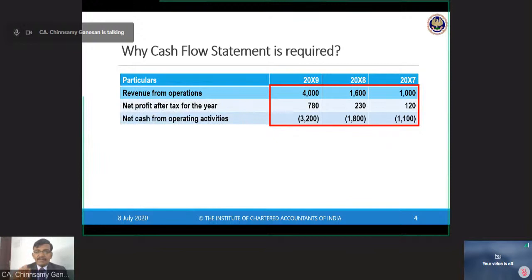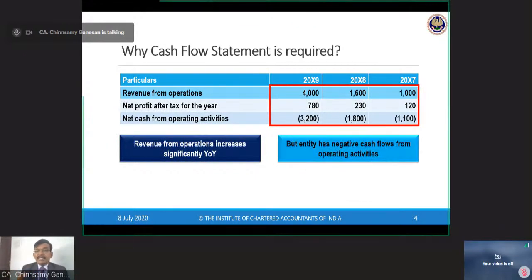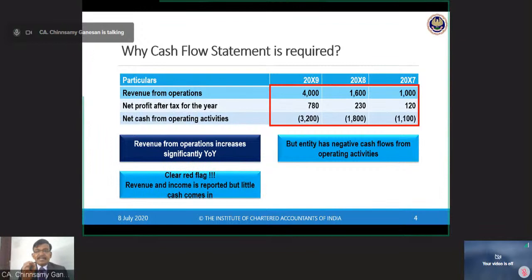That is the reason why we always want to analyze the cash flow statement along with the profit and loss account. What might have happened if I look into that? Revenue from operation increases significantly year on year, but the entity has a negative cash flow from operating activities year on year, which is also increasing significantly. That is a clear red flag: revenue reported is high, but little cash comes in. How is the entity surviving, how is it able to pay its expenditure? For example, when my turnover itself is 1,600 crore and I have a negative balance of 1,800 crore, how have I met my expenses for purchases and payments to the creditors, staff cost, etc.? That is a question mark.